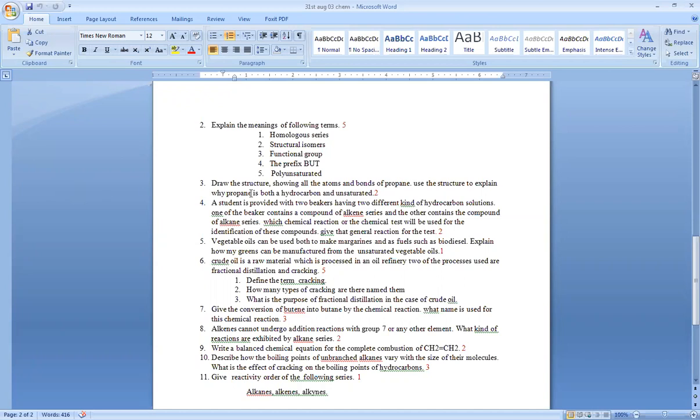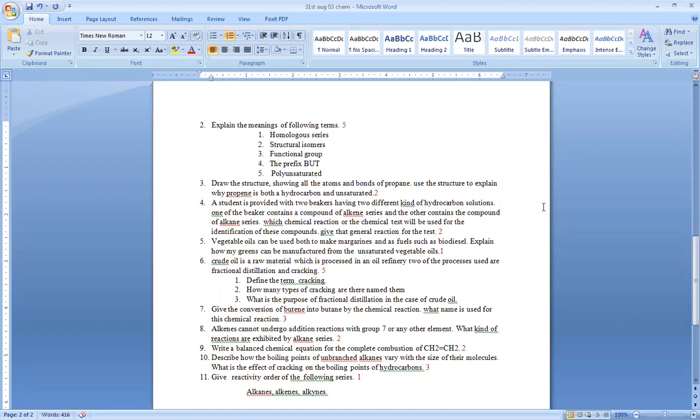So you have to tell why propene falls in both categories, why it is considered a hydrocarbon and also an unsaturated compound. Both these terms are valid for the compound propene. You have to tell the reasons for both.